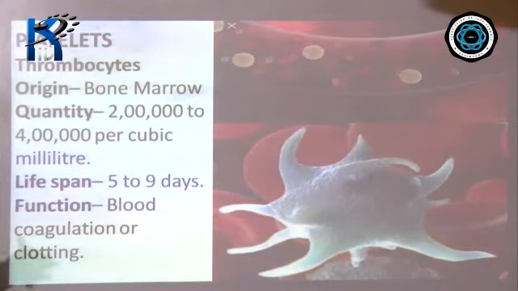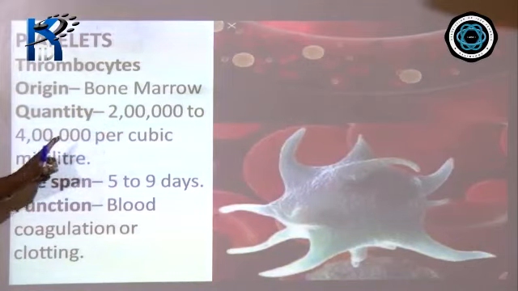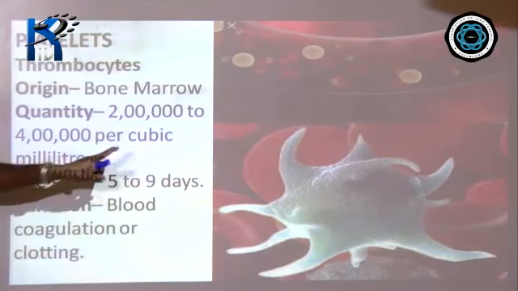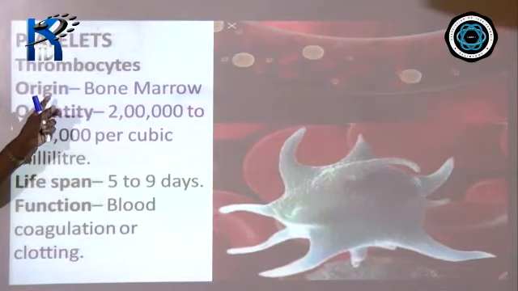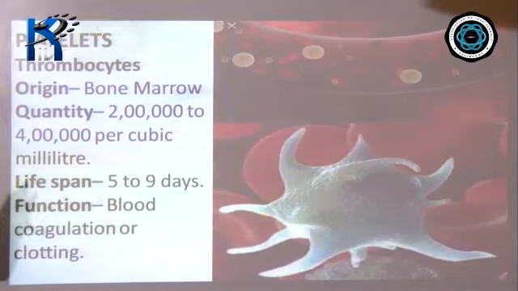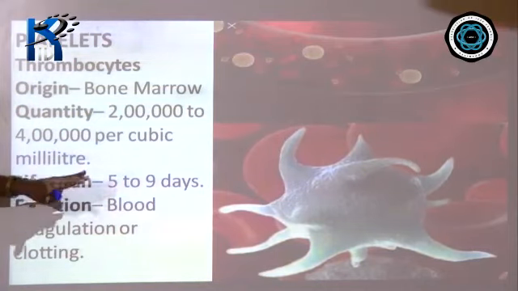Quantity, how much is present? You will come across 2 lakh to 4 lakh per cubic millimeter. That means in 1 cubic millimeter, it has around 2 lakh to 4 lakh platelets. The platelets decrease in dengue fever. Whenever the Aedes aegypti mosquito stings, the virus enters inside and damages the platelets. Thereby the platelets reduce, and the number gets reduced in dengue fever.